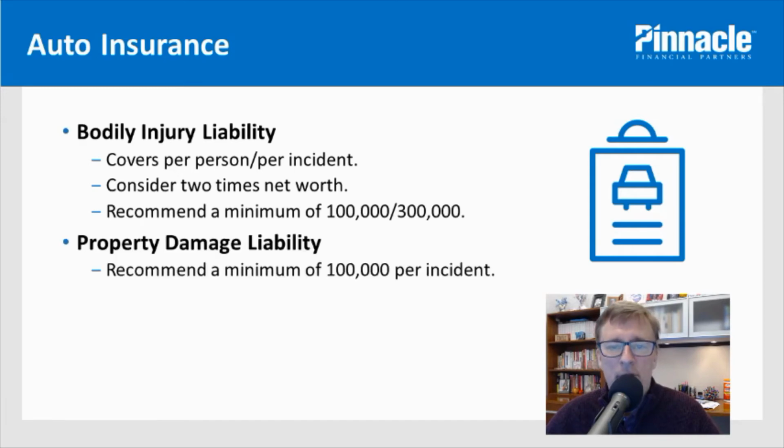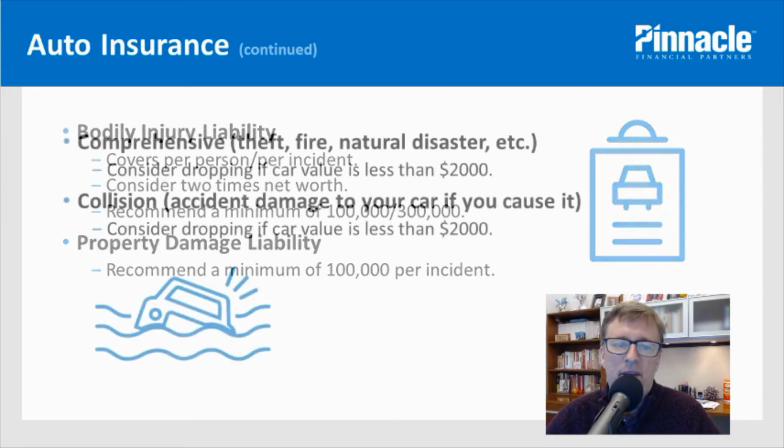Property damage liability covers damage to property owned by others, like a car or a home. If that damage is caused by you because of an accident where you're at fault, well, that's where this coverage would kick in. A common recommendation is to have a minimum coverage of at least $100,000 per incident.